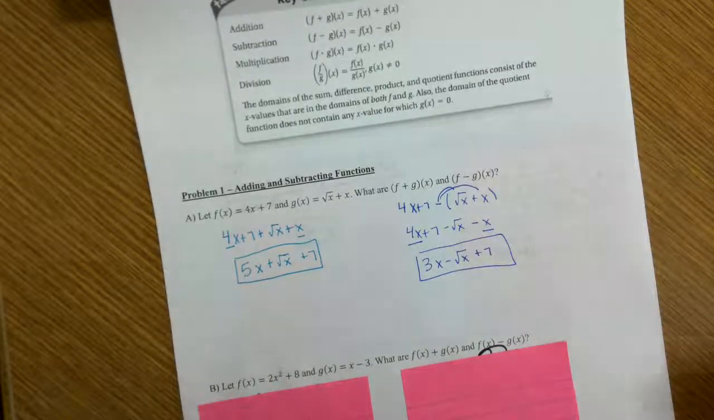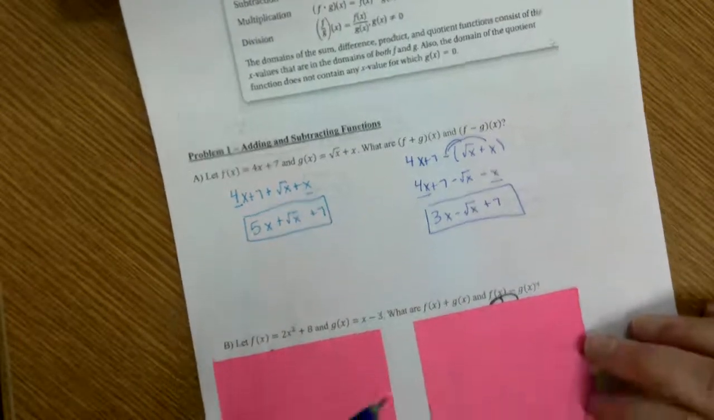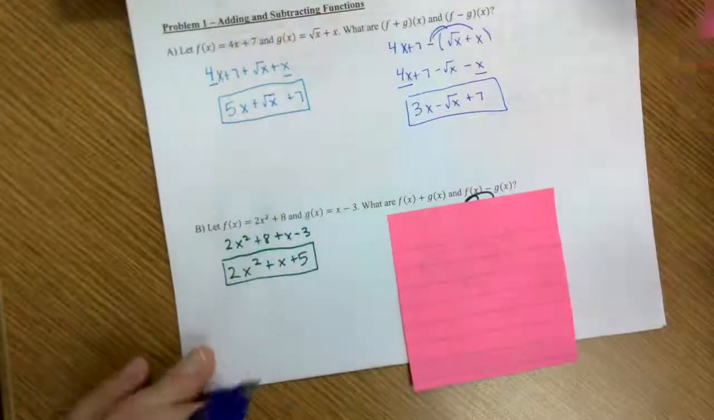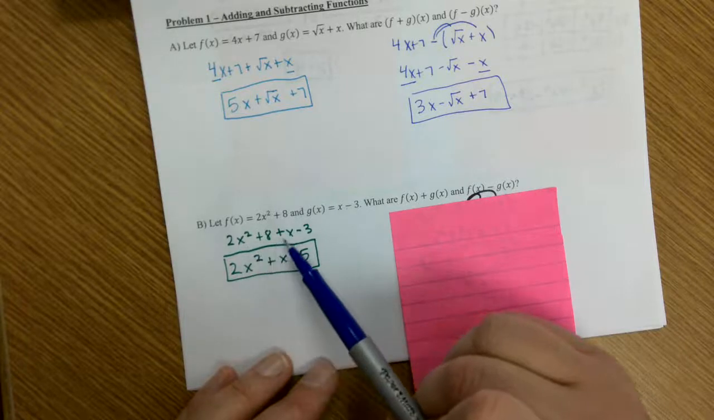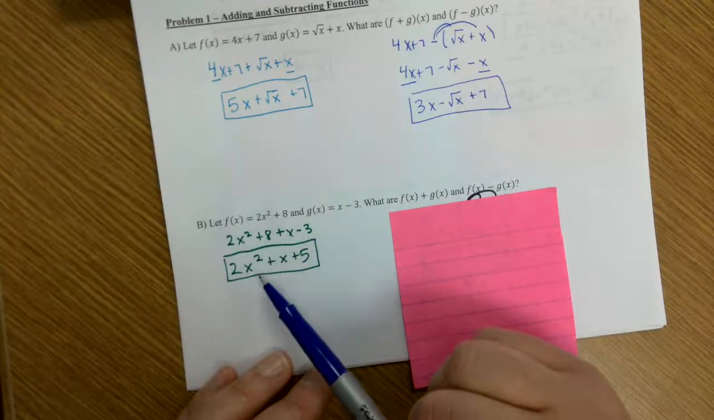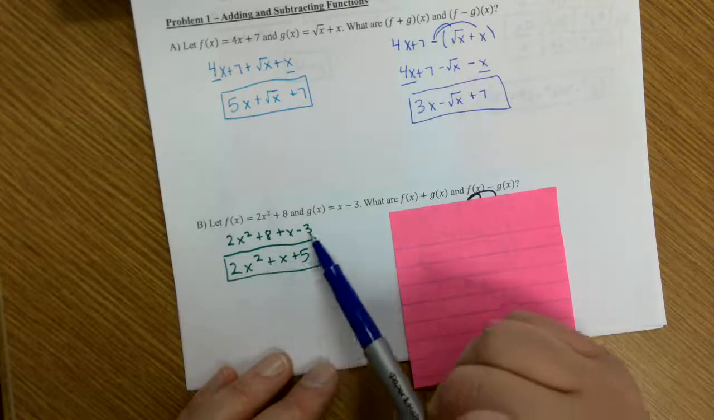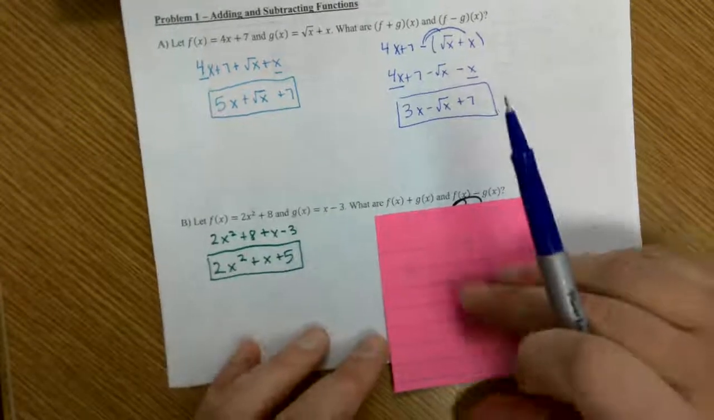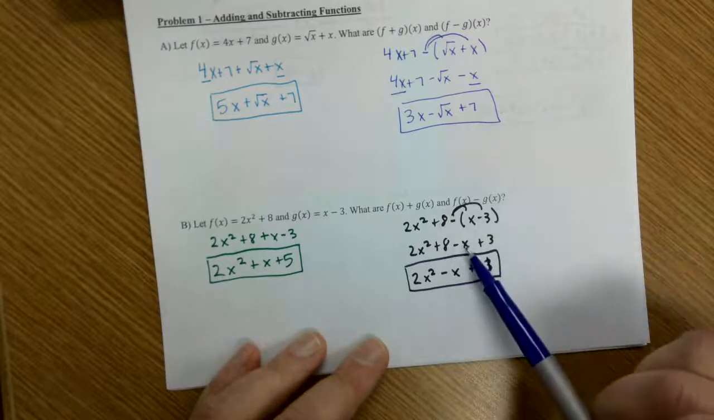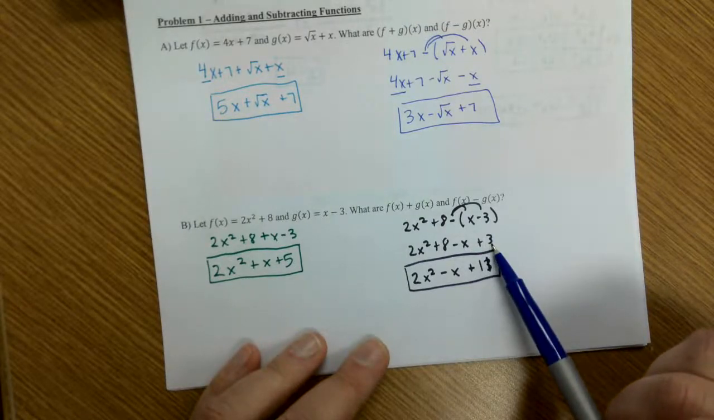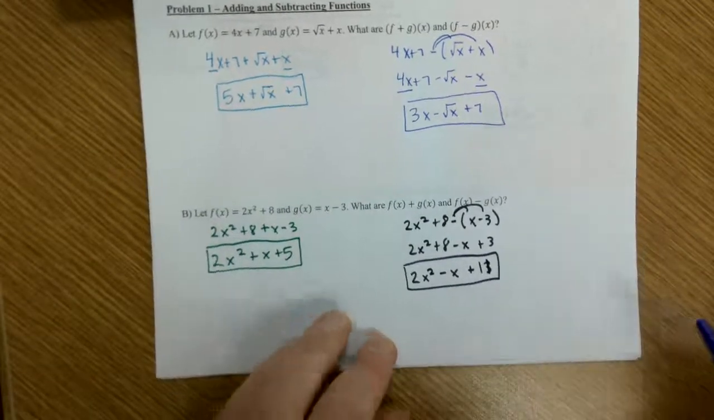Pause the video and try to do B by yourself. Here when I'm looking at my addition, here my 2x squared plus 8x plus x minus 3. I can have 2x squared plus x and then combine my 8 minus 3. With subtraction, you have to, again, make sure to distribute that negative through. So this becomes a negative x, and this becomes a positive 3. That changes your last two terms.